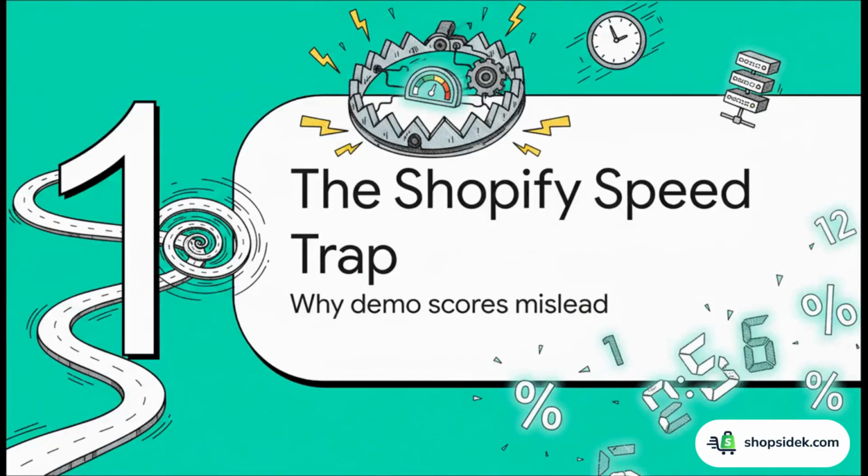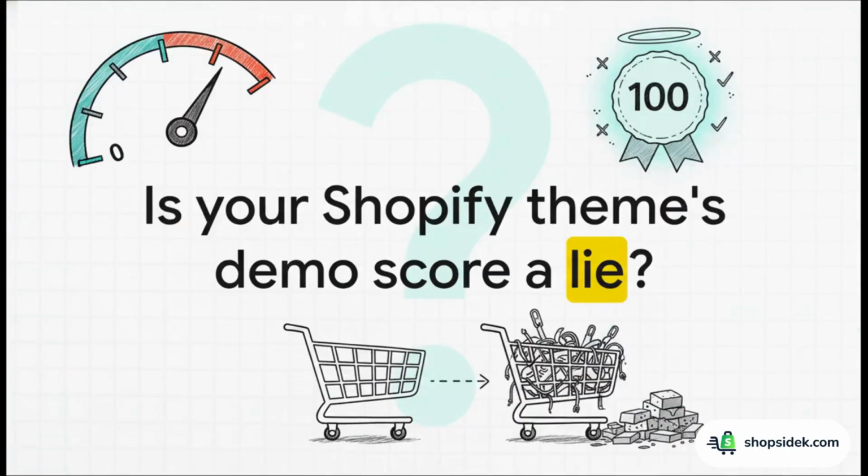All right, let's dive right into Section 1, the Shopify speed trap. This is so important because those shiny demo scores can be incredibly misleading. So let's just ask the big question. Is that perfect Shopify theme demo score a lie? Well, yeah, kinda. It's not a direct lie maybe, but it's definitely a lie of omission. That perfect 100 out of 100 score represents a squeaky clean, totally empty store. And let's be honest, that's not your reality, is it?